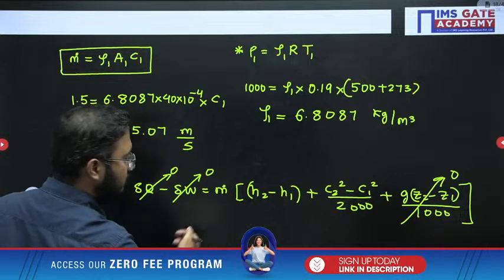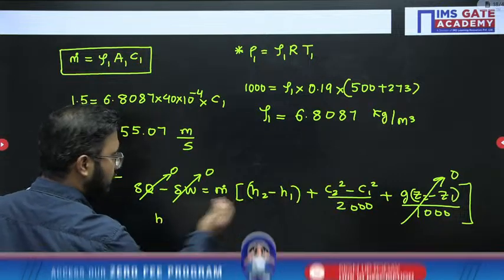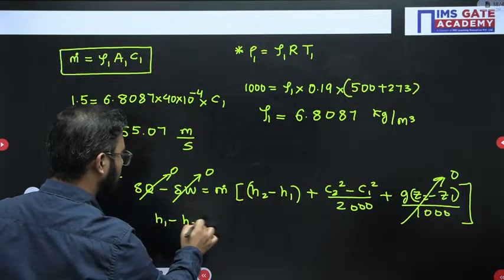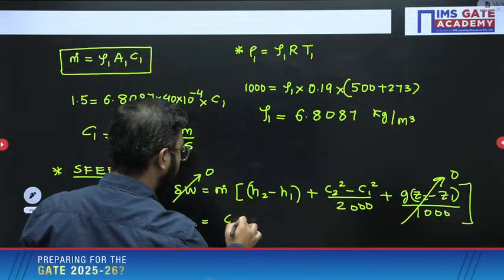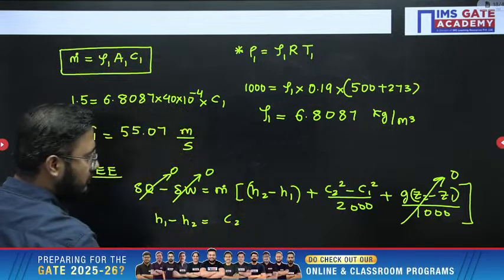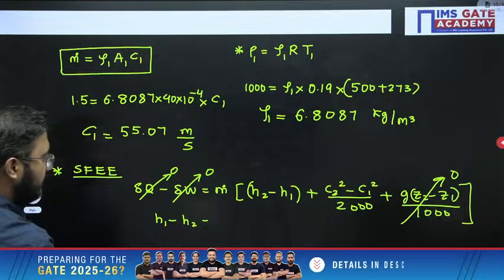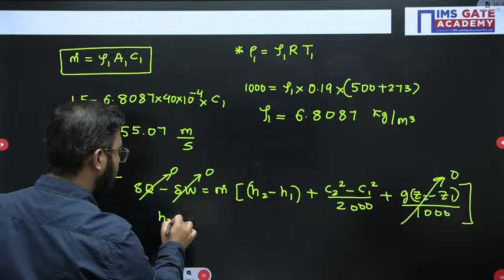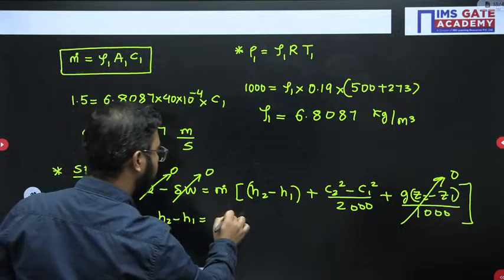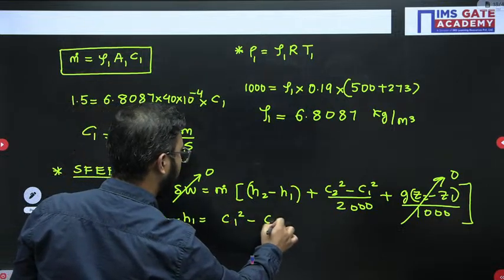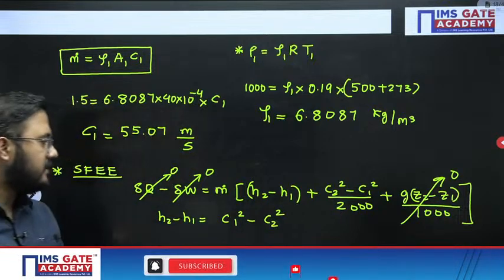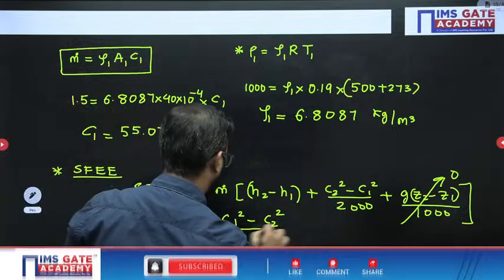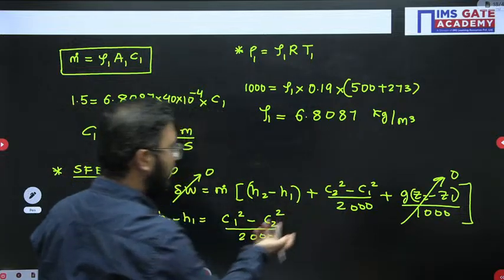Directly I will write the equation here. Let us take H2 minus H1 on the left side, so it will be H1 minus H2 equals C2 square minus C1 square. Or you can better write it this way because we have to calculate temperature. So H2 minus H1 as it is, here I have used a negative sign, C1 square minus C2 square, divided by 2000. It's totally up to you how you want to use it.